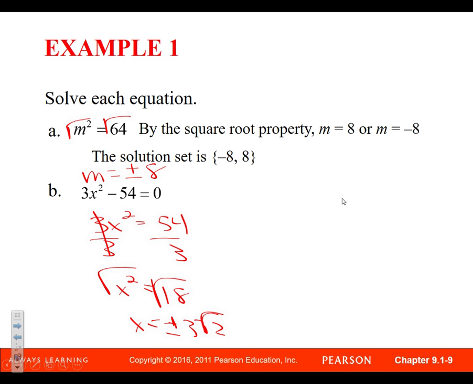Go ahead, David. I was waiting for it. Here, so 18, you're going to have to break it down in prime factorization. That's 2 times 9, right? Yeah, and then that becomes 3 times 3. So for every pair, what's the square root of 9? 3. And what's left behind? 2.